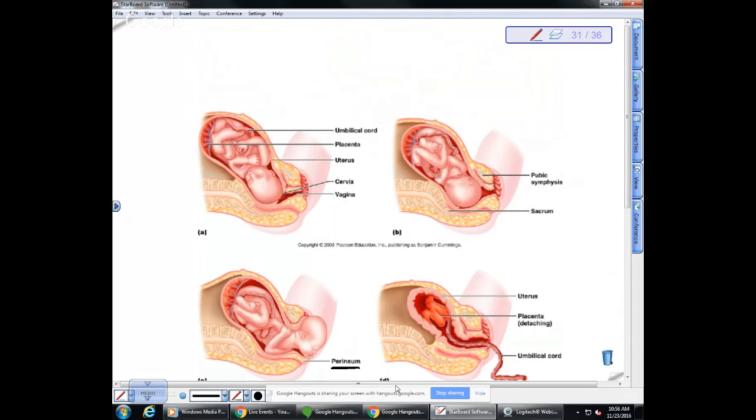And so notice even once the baby is out and they cut the umbilical cord, we still have to get rid of the placenta, right? So this decidua basalis has to come off, and then the placenta has to come out. Okay, so that is parturition.